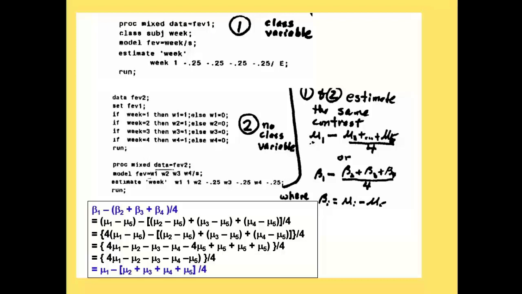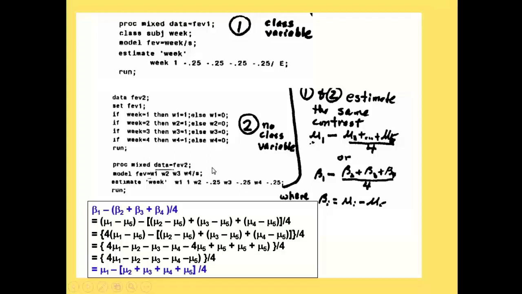Week five. If it's week one, W1 is 1 and the others are 0; if it's week two, W2 is 1 and the others are 0. I've left out week five: if it's week five, W1 is zero, W2 is zero, W3 is zero, and W4 is zero, okay? Now, what have I done here?